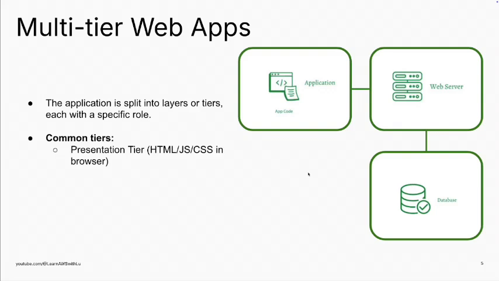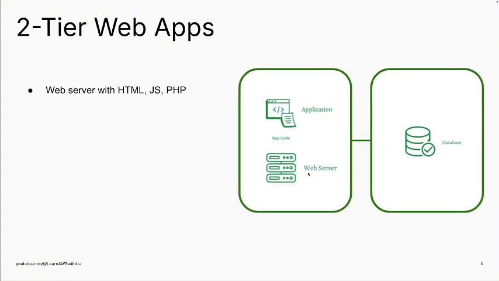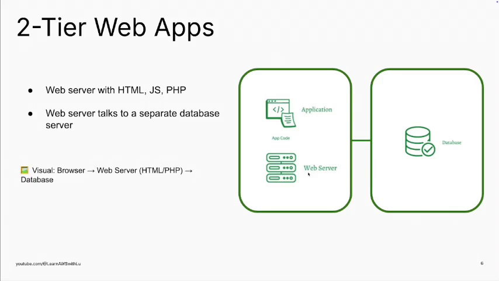Common tiers are the front tier, where your HTML, JavaScript and CSS, everything that works in the front end of the browser, is. Then you have your application tier, maybe where your PHP, Python or Java Server Pages are running. Then you have your database tier, where your Microsoft SQL, MySQL, PostgreSQL or whatever database software you might be running are divided on different servers. Two tiers is when the web server with HTML, JS and PHP runs on one server, and the web server talks to a separate database server.